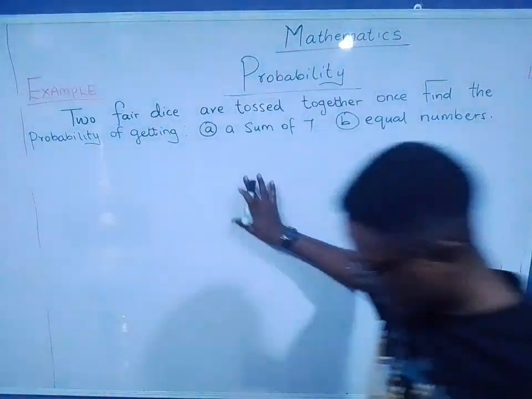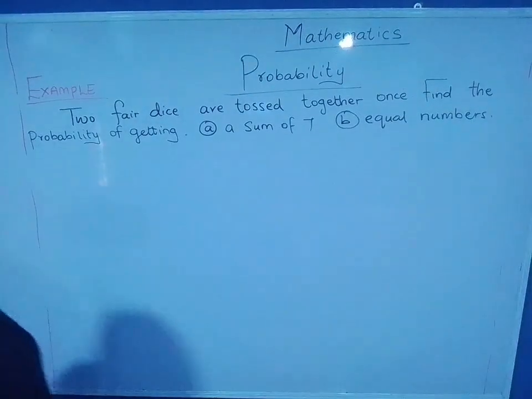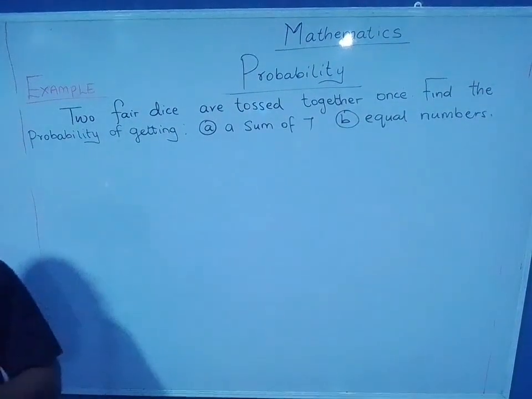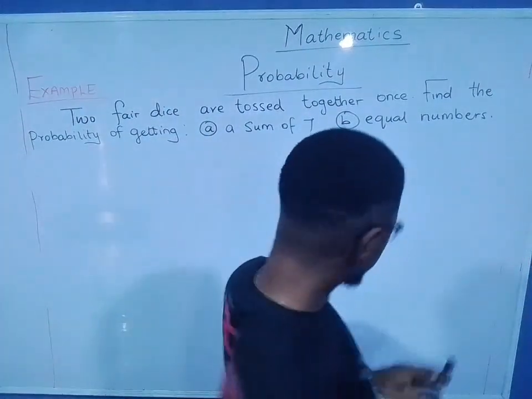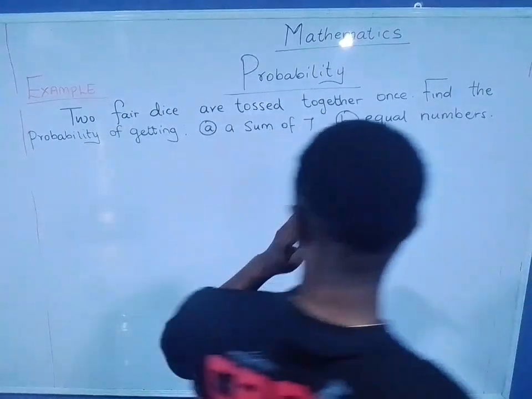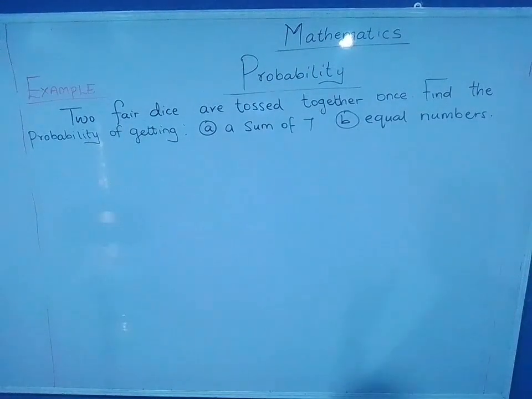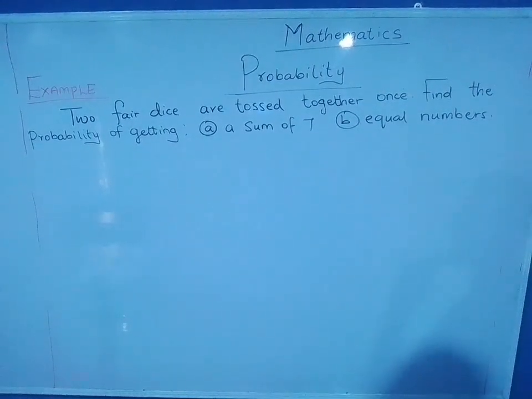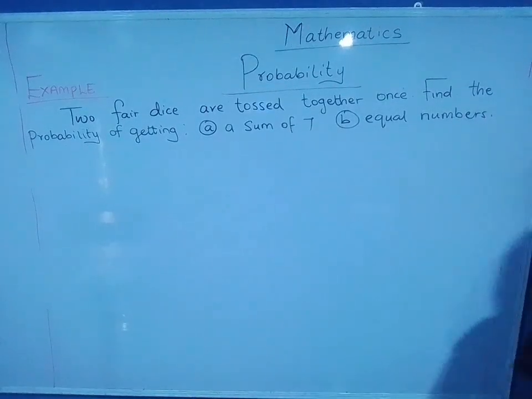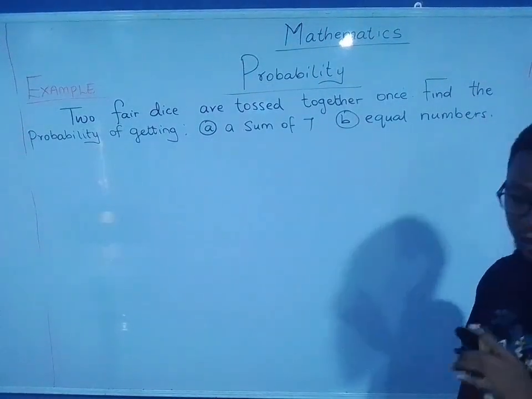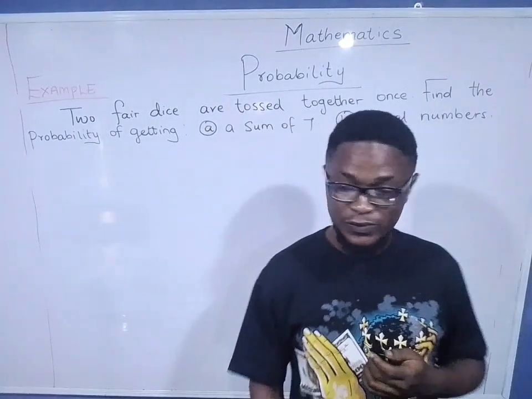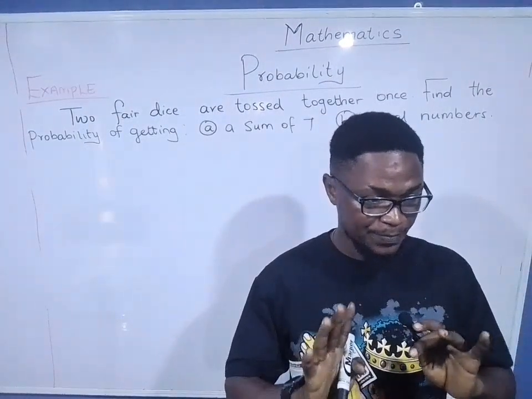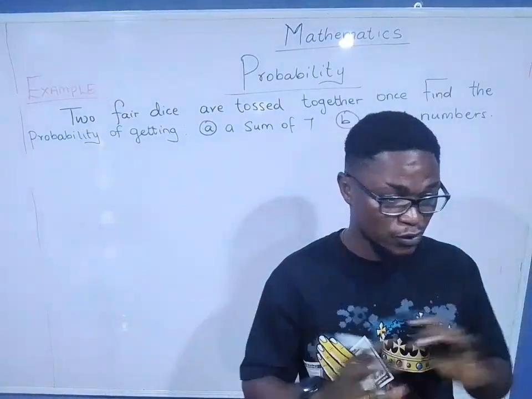All right. Look at this example on the board, guys. Have you written it? Anyway, so two fair dice. Two fair dice are tossed together once. Find the probability of getting a sum of 7. Now, if you want to get this probability, it's very simple, but you have to draw the table first. The table is going to give you a clear understanding at first glance of what to do.